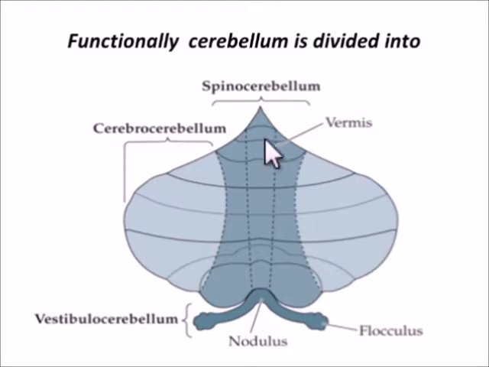The spinocerebellum is called spinocerebellum because it receives the tracts from the spinal cord, and these tracts are the anterior spinocerebellar tract and posterior spinocerebellar tract that come from the lower part of the trunk and from the lower limbs. It also receives tracts from the upper limbs, and these tracts are called the cuneocerebellar tract and rostral spinocerebellar tract.